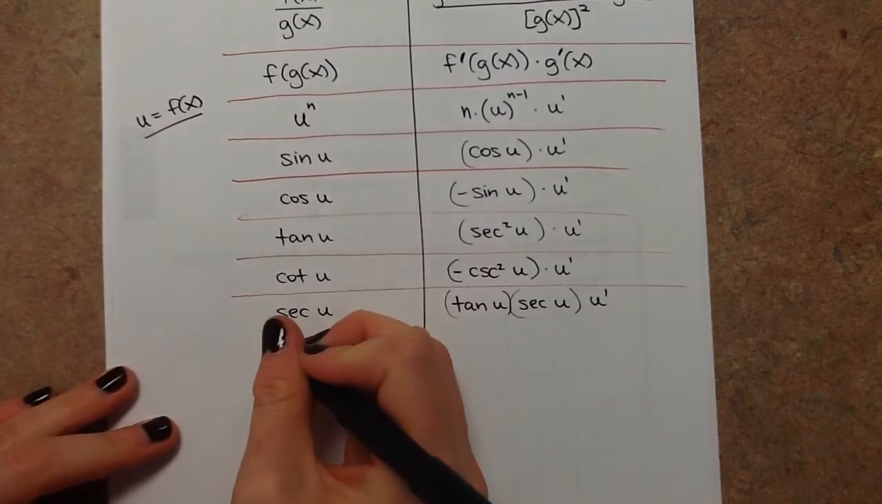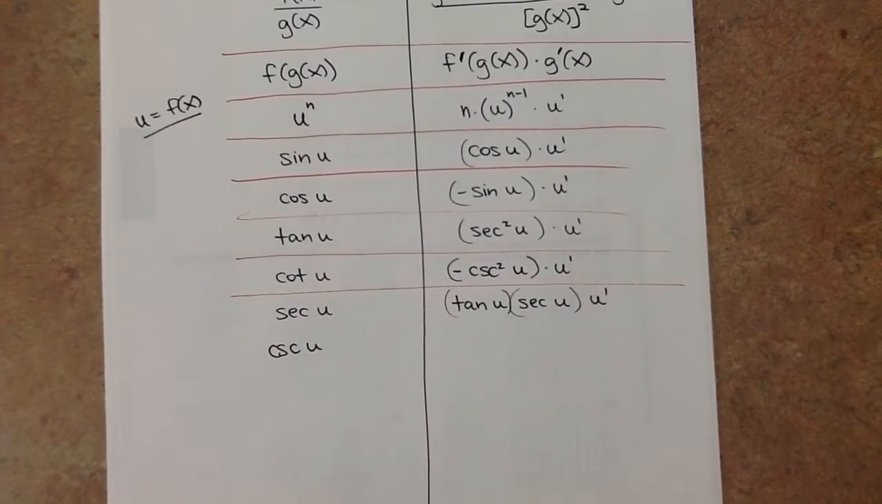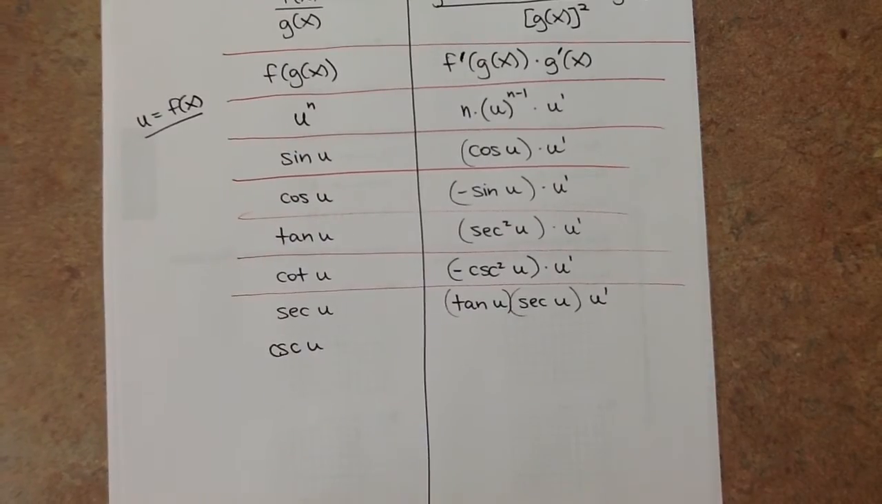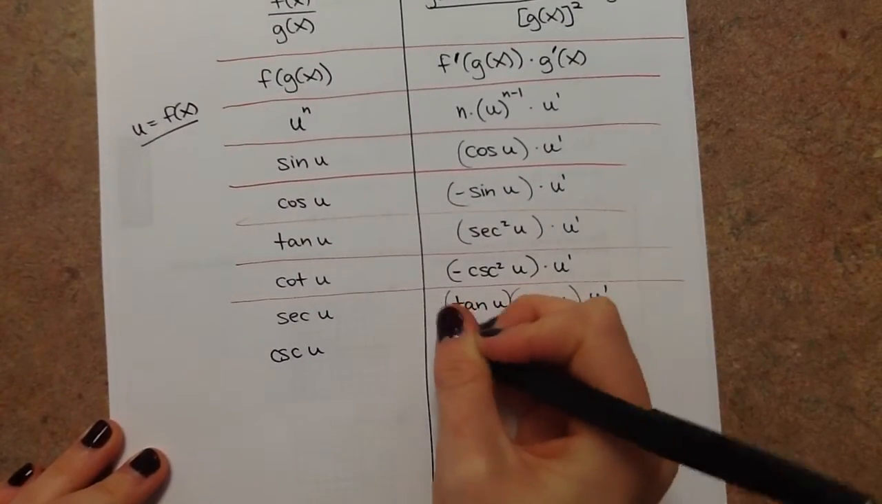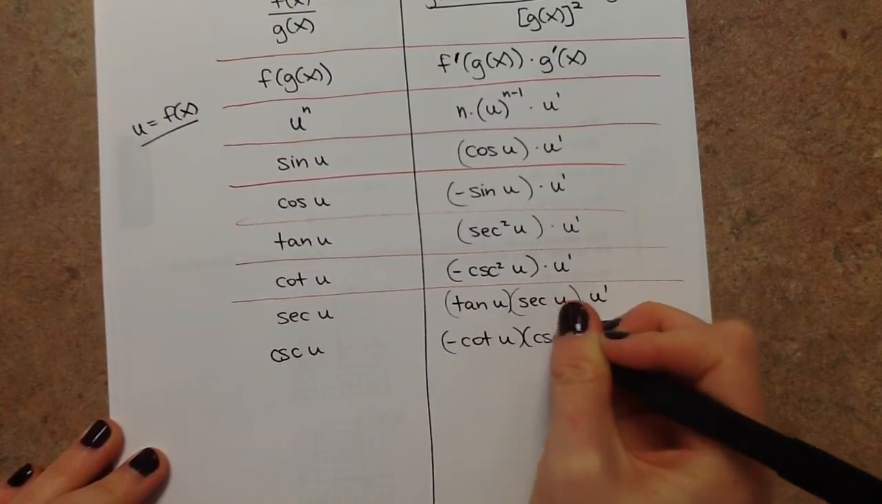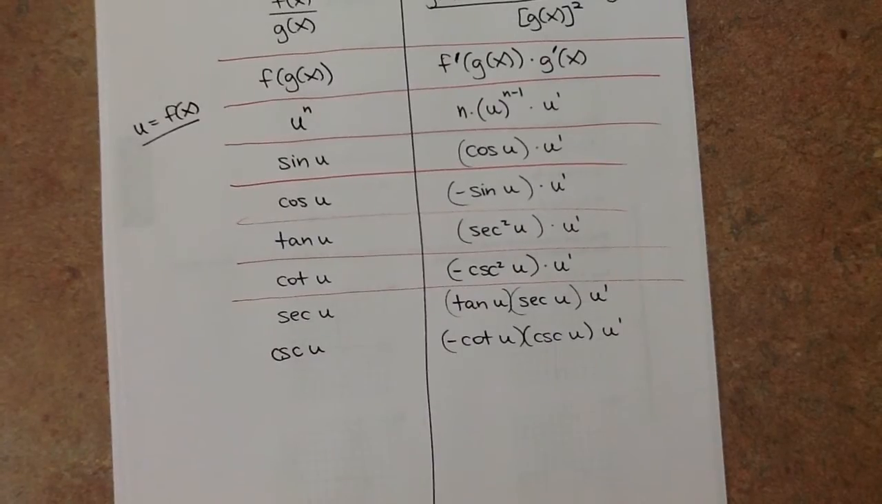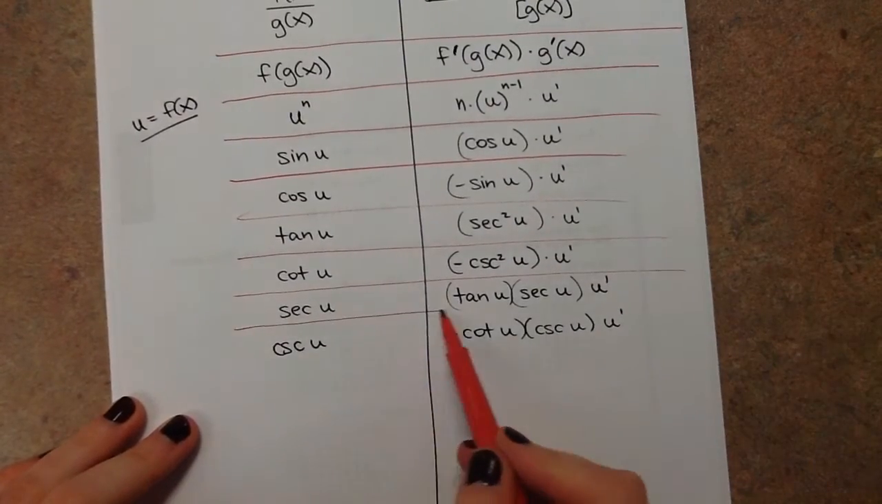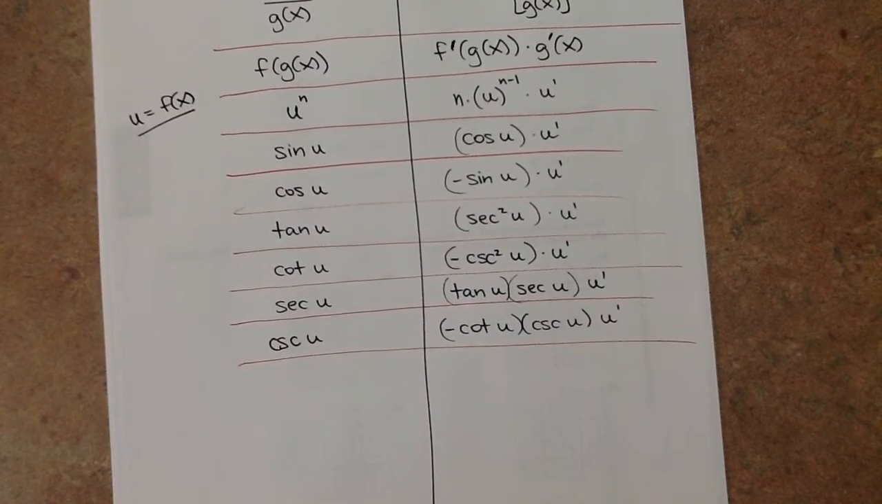And last regular trig, cosecant. Whoops. Little off. Negative. Good. Negative cotangent, you'd have this u plugged in. Cosecant, u is also plugged in, and then times u prime. Okay, you guys good so far?